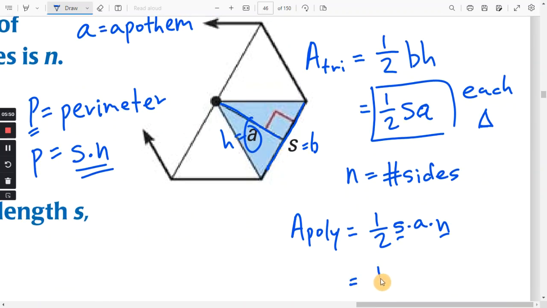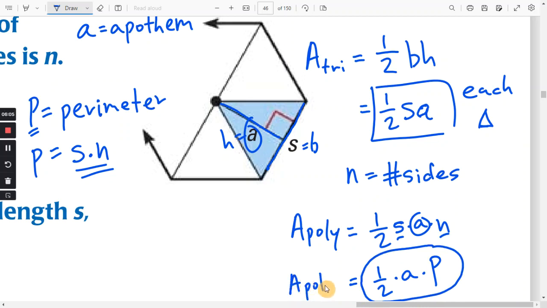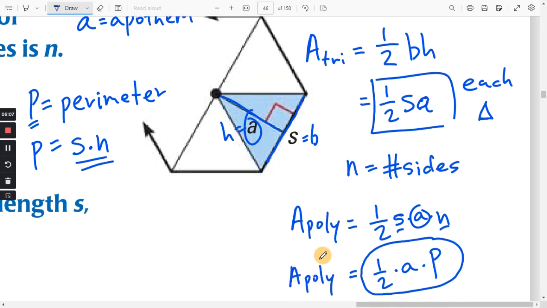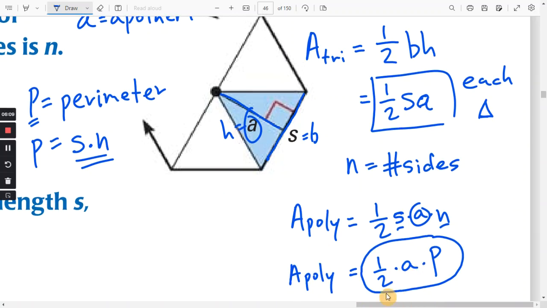So that's going to be 1/2 apothem times S times N, which is the perimeter. And that's going to be the formula for the area of a regular polygon: 1/2 apothem times perimeter.